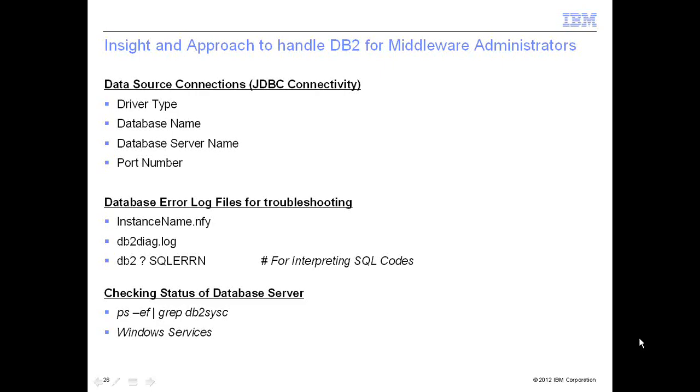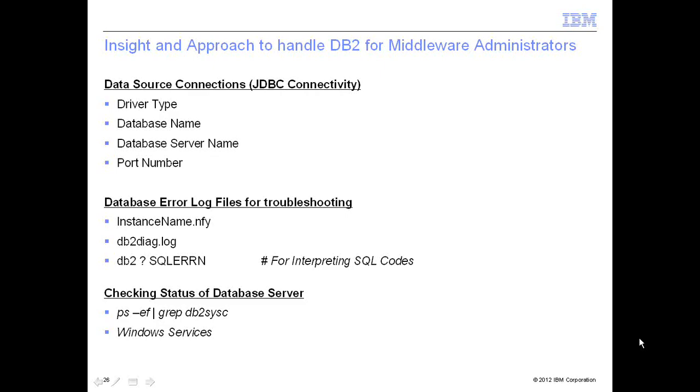For those who are application server administrators, we have seen that you have requirements where you need to know the driver type, whether it is JDBC type 2 connectivity or JDBC type 4 connectivity. You may need to know the database name, the host name, and the port number on which the instance is listening. These are pieces of information which you can collect yourself. If you have an idea about this, it gets your work done faster.